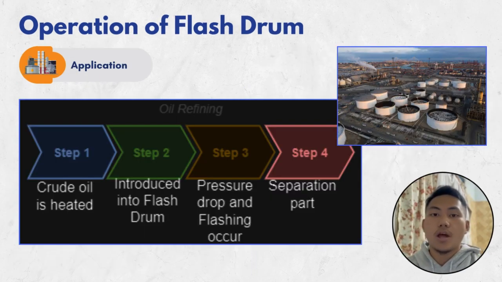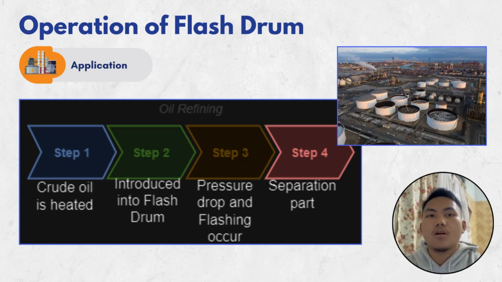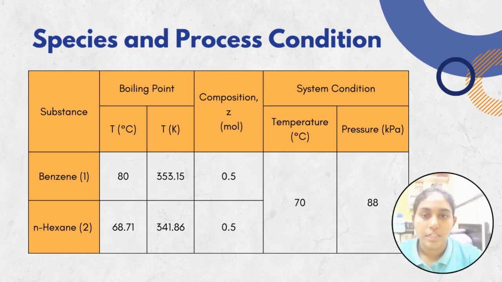This is the application of the flash drum, for example, oil refining. Same as the steps before, first the crude oil is heated, then introduced into the flash drum, and pressure drop and flashing occur. Then lastly, the separation part, which separates the diesel from the gasoline.